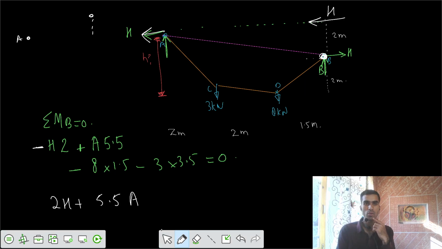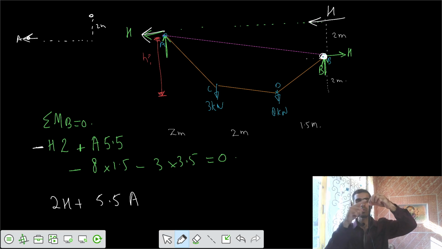That means if this was 2 meter, and I would say because of the H, it's having clockwise. If I take now about this point, if this is your point B, about this point B, you are having this direction same. You are applying in this way load in the negative x direction, so it's having clockwise rotation. So that was positive. For this case, we have negative H into 2. So I will write minus 2H plus 5.5A.